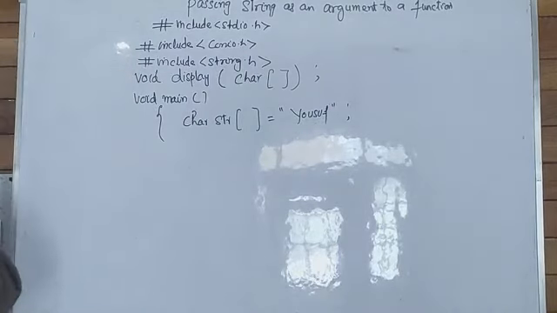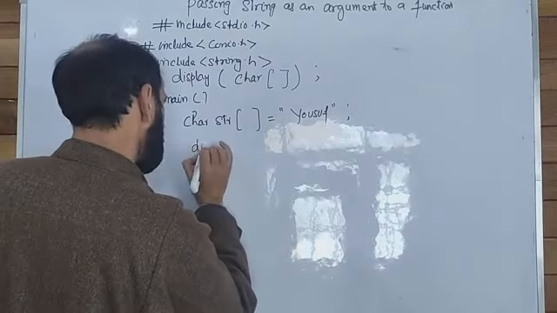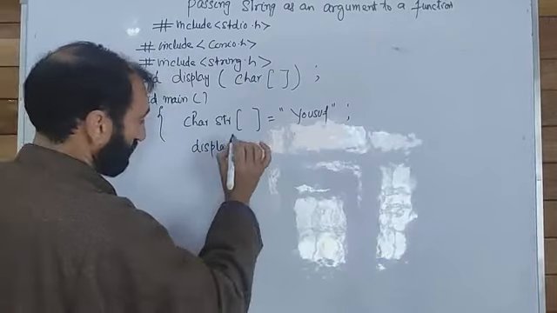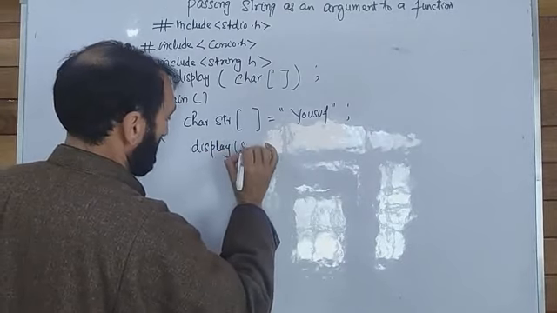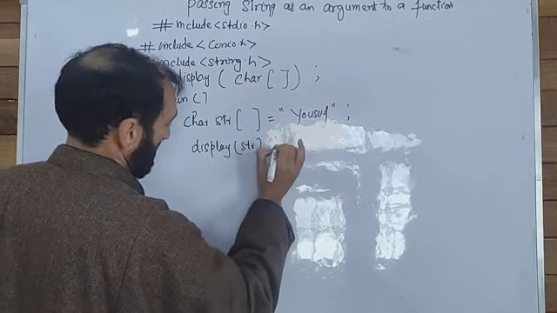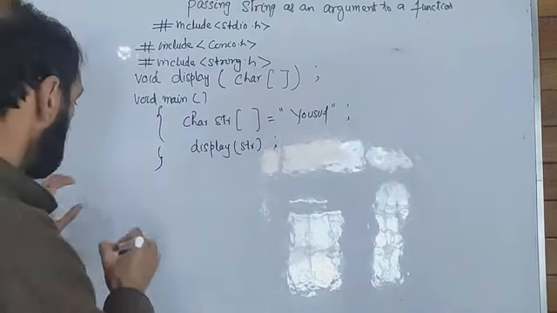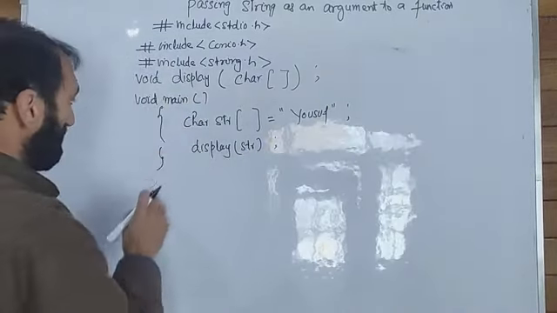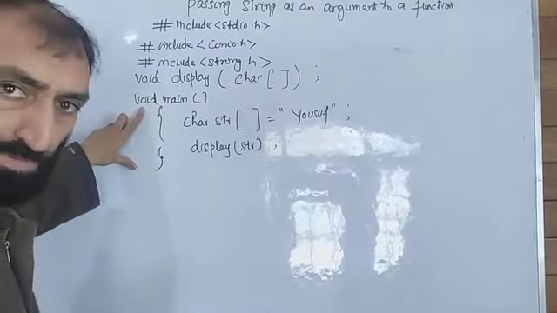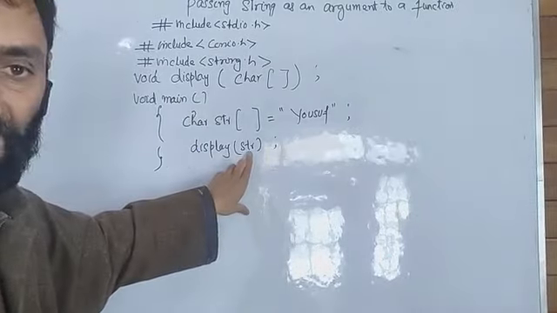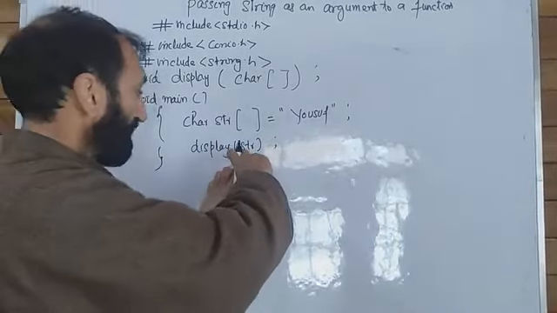And after that, there is a function call. After that is the main function, where we are calling the display function by passing the string as an argument. This is the argument.